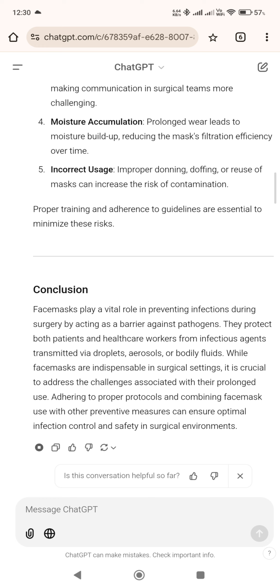Conclusion: face masks play a vital role in preventing infections during surgery by acting as a barrier against pathogens. They protect both patients and healthcare workers from infectious agents transmitted via droplets, aerosols, or bodily fluids. While face masks are indispensable in surgical settings, it is crucial to address the challenges associated with their prolonged use. Adhering to proper protocols and combining face mask use with other preventive measures can ensure optimal infection control and safety in surgical environments.